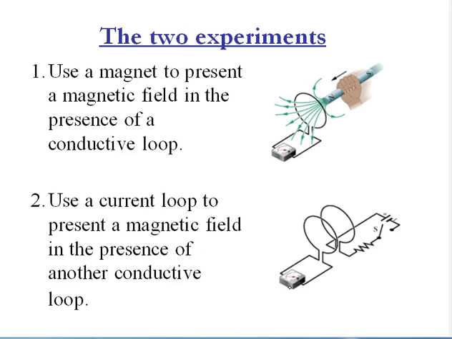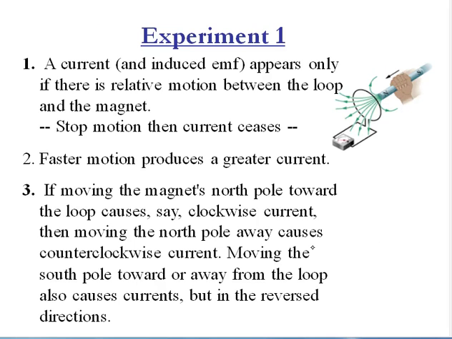So these two experiments, the first experiment uses a magnet to present a magnetic field in the presence of a conductive loop. The second experiment uses a conductive loop to present a magnetic field in the presence of another conductive loop. So our first experiment, we have a current and induced EMF that appears only if there's a relative motion between the loop and the magnet. If we don't move the magnet, no current. If we move it faster, more current.